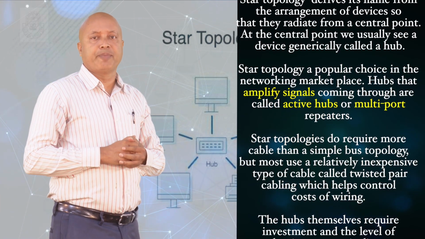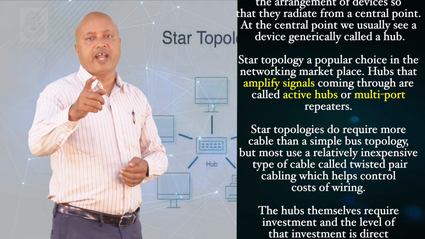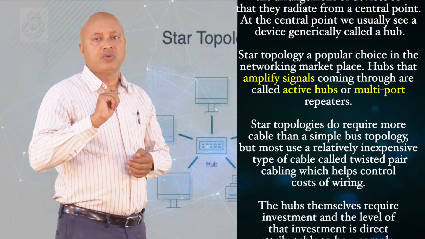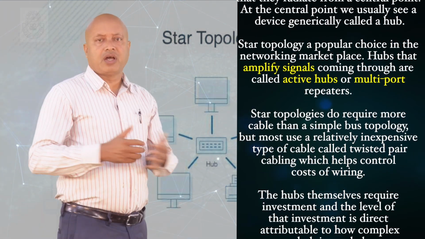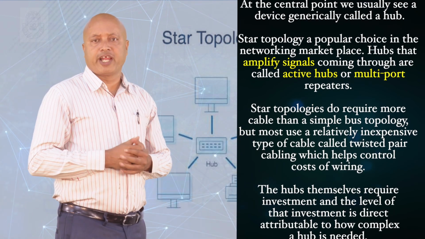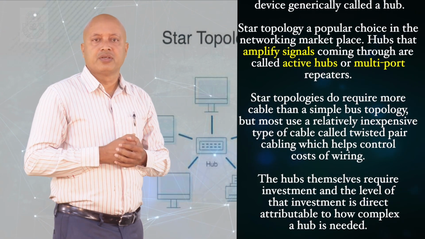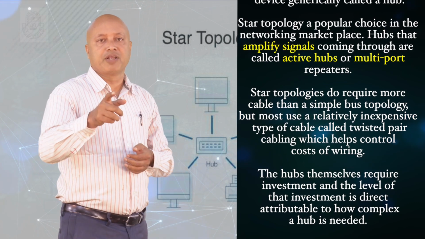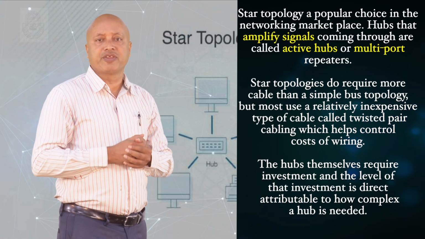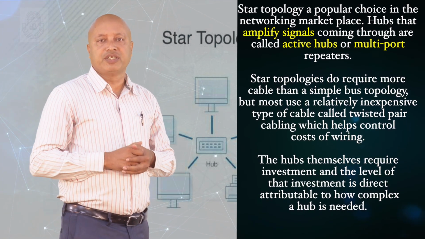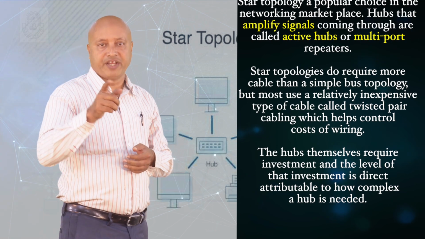Star topology, a popular choice in the networking marketplace. Hubs that amplify signals coming through are called active hubs or multiport repeaters. Star topologies do require more cable than a simple bus topology, but most use a relatively inexpensive type of cable called twisted pair cabling, which helps control costs of wiring.